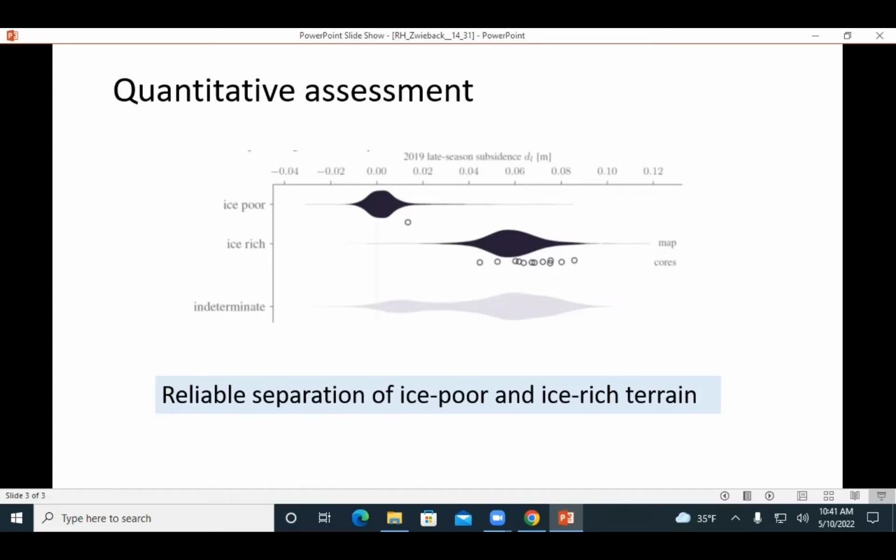What data did you use to determine the seasonal subsidence? That's Sentinel-1 data. Sentinel-1. All right. Okay, good. Okay, thank you. Thanks for the question.